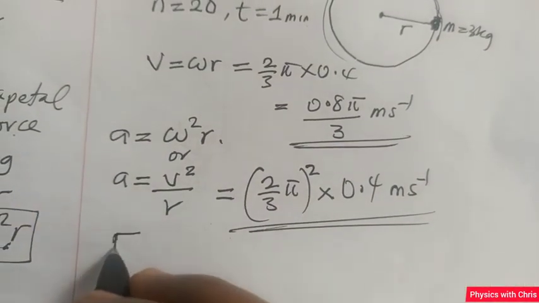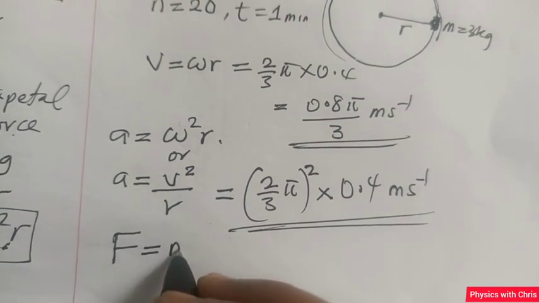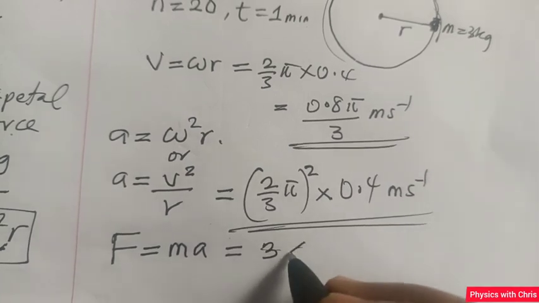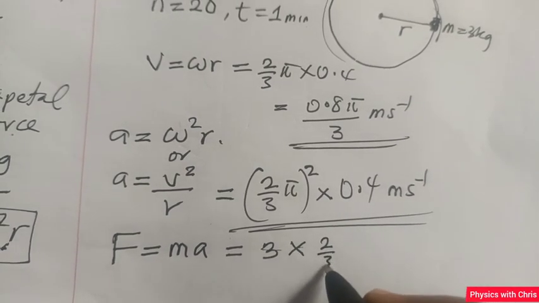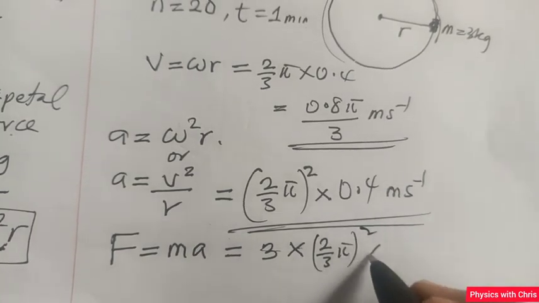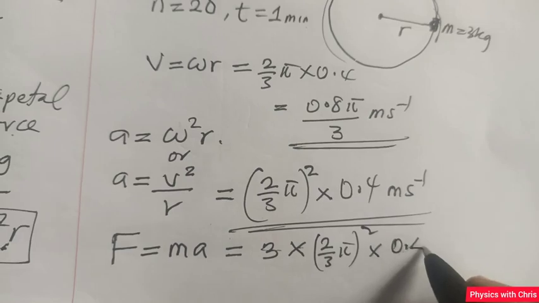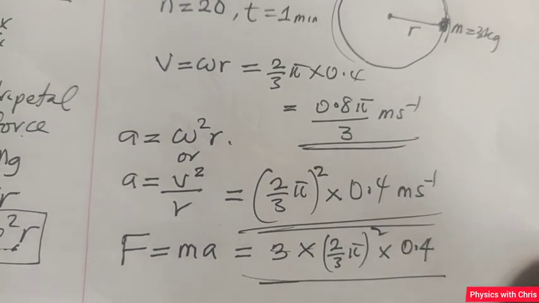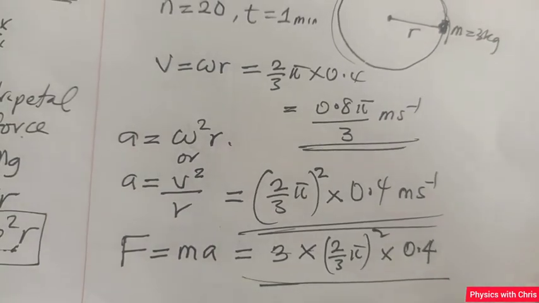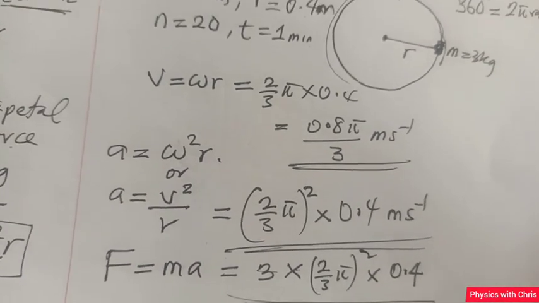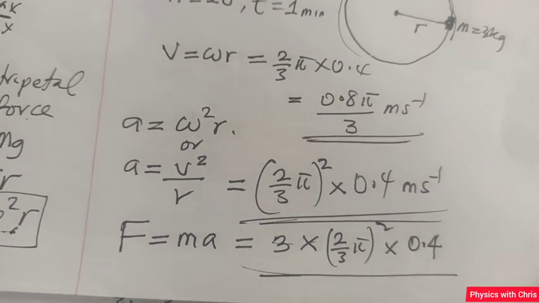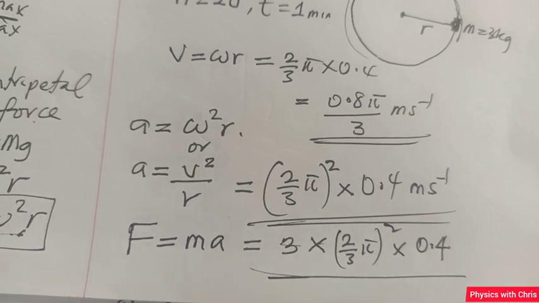So the centripetal force F is given by mass times centripetal acceleration. So I'm going to have the mass, 3 kg, multiplied by 2/3 pi all squared times the radius 0.4. So you get your calculator, simplify that, and get the final answer for the centripetal force. Okay, in the next video we will take more questions on circular motion or cases of centripetal acceleration.